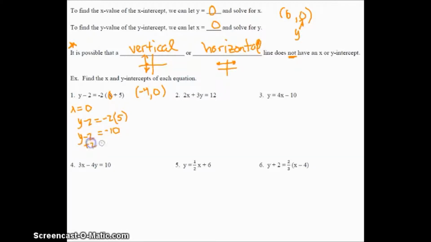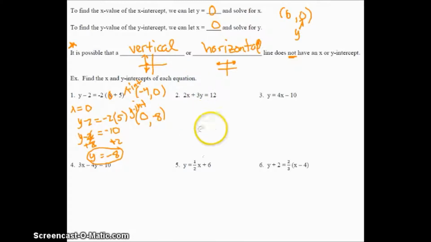We solve by adding 2 to both sides. Negative 10 plus 2 is negative 8 equals, and then we cancel out this side, so I'm left with y equals negative 8. Okay, our final answer needs to be in point form or an ordered pair. So I have 0 now for the x value, see how they're opposite? Then I have a negative 8. So these are our two answers. This is our x-int, and this is our y-int. So that's what we're looking for in each of these solutions.